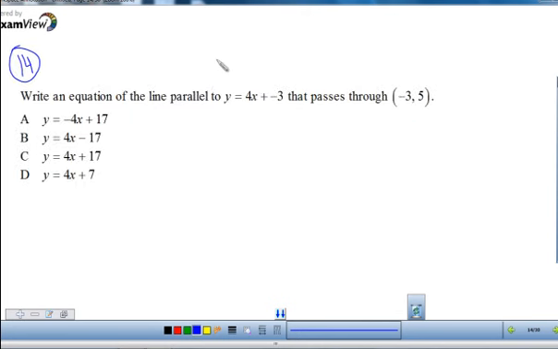Okay, write an equation of a line parallel. So parallel means same slope that passes through negative 3, 5. So we're going to write this in point slope form. My slope is 4. Okay, this is my x, my y. X is negative 3, goes with the x, change the sign. Y is 5, goes with the y, change the sign.